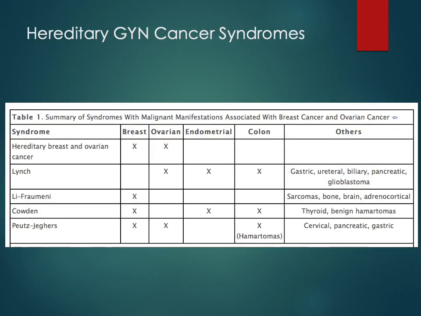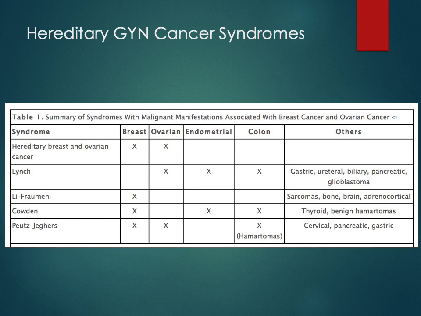So the primary ones we talk about that affect GYN cancers are hereditary breast and ovarian cancer syndrome, or BRCA. We can think about it that way. There's actually hereditary ovarian cancer syndromes as well, but we'll talk about those in a second. Lynch syndrome, and then Li-Fraumeni, which is P53, Cowden, which is PTEN, and Peutz-Jeghers, which is an STK11 mutation, I believe.